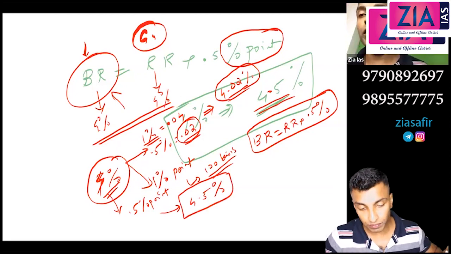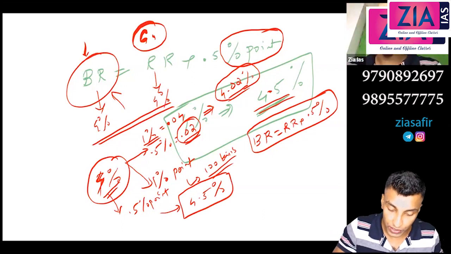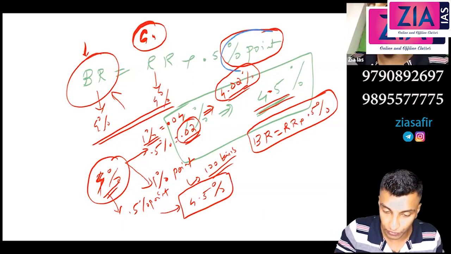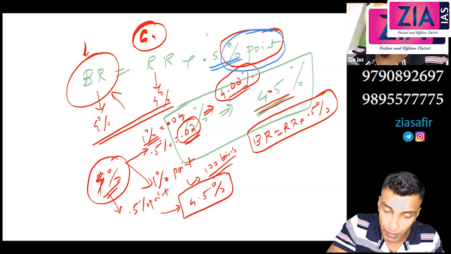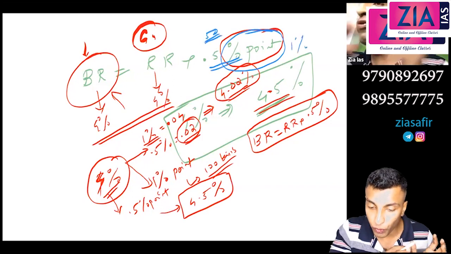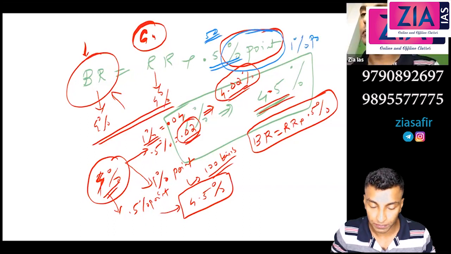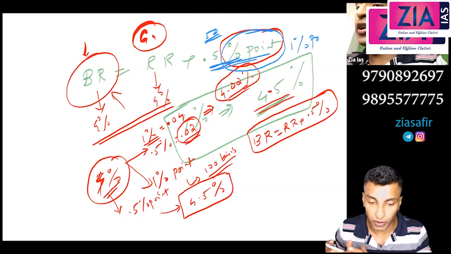Any doubt here? Many people have doubt here. So why am I saying this percentage point? If this is clear, then it is okay. When I am saying 0.5 percentage point, it is 50 basis points. When I am saying 1 percentage point, then 4 to 5 I can directly write. If I am saying 0.5 percentage point, I can say 4 to 4.5.